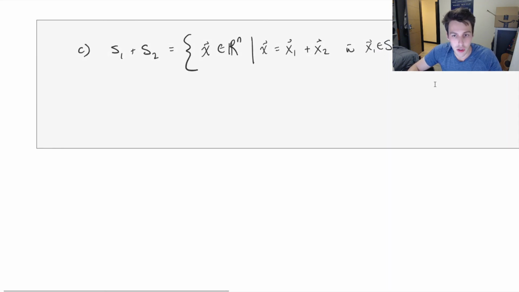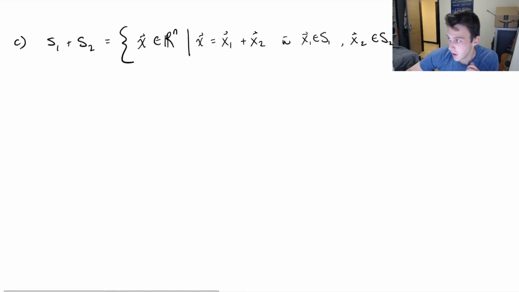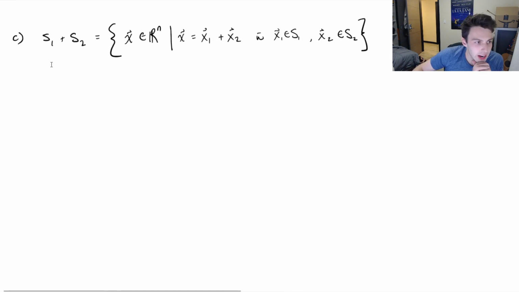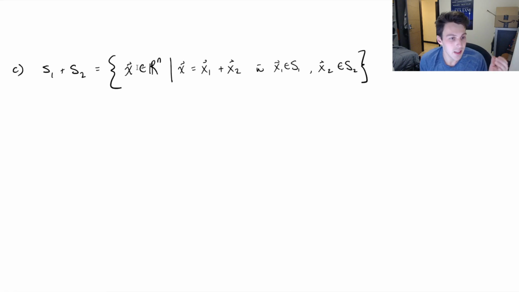So we are asked to show whether the sum of 2 subspaces is defined as a subspace. And this is defined for us right here. S1 plus S2. So we've got a vector x is in the sum of these subspaces if x is equal to the sum of a vector from S1 plus the sum of a vector from S2. A little bit weird.